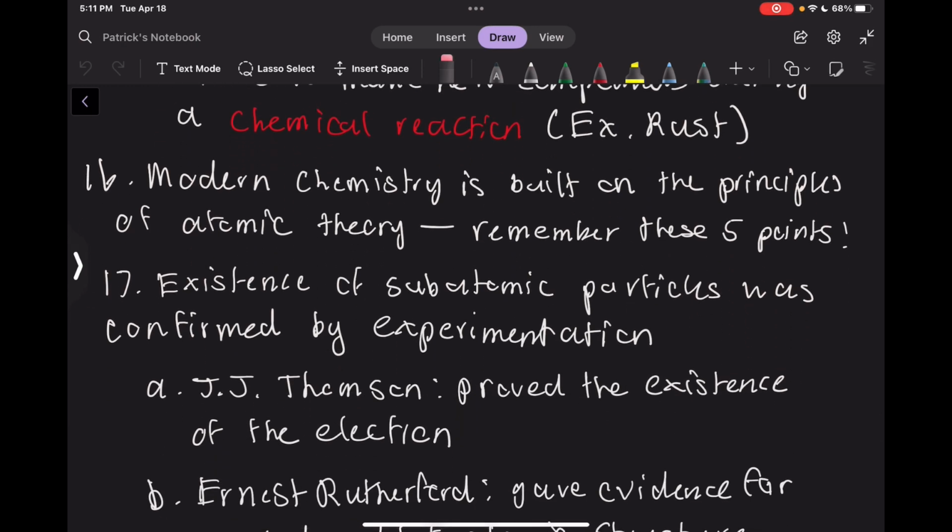It is important to reiterate that much of modern chemistry was established on the foundation of Dalton's atomic theory, and so it is quite important to remember these 5 central points.